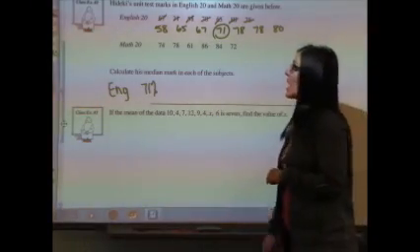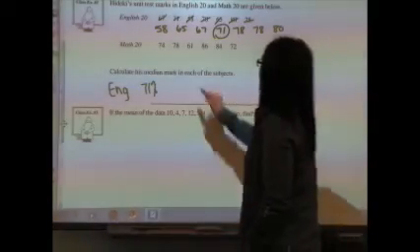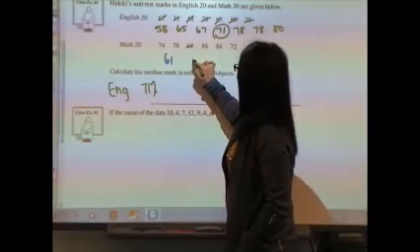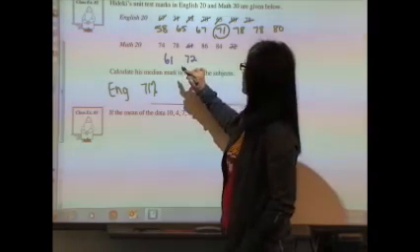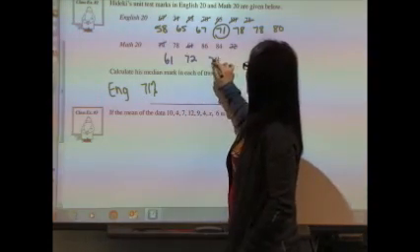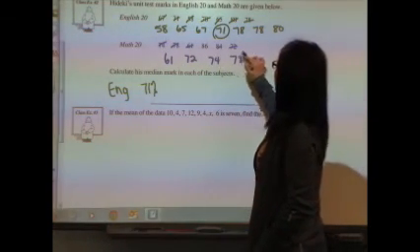So now if I look at the math marks, what's the lowest math mark? 61. Okay, followed by? 72. Then? Then? 84.